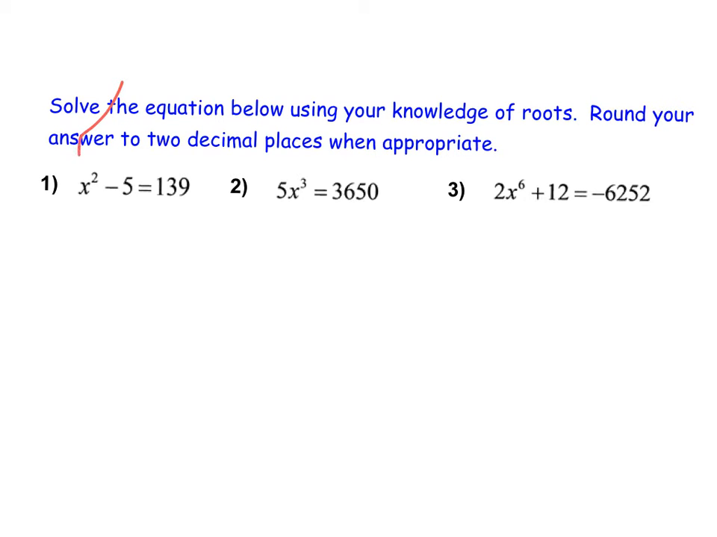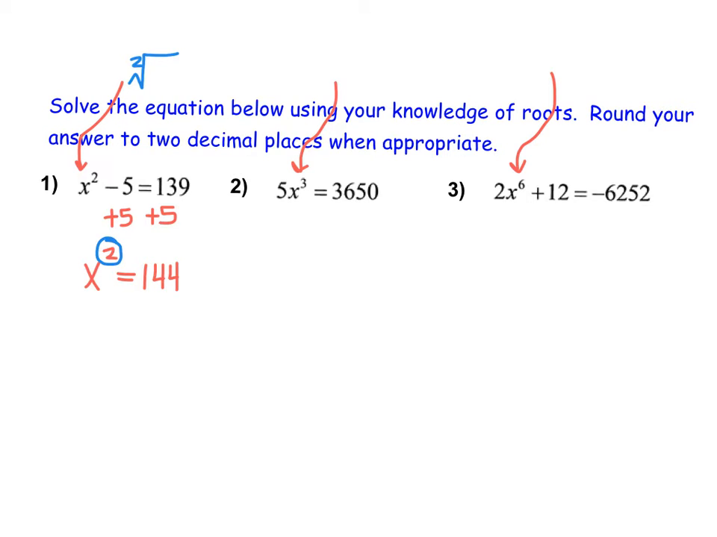Here you can see we have an x squared, we have an x cubed, and we have an x to the sixth. We always need to start by getting that piece that has an exponent by itself. So in this first problem, I'm going to start by simply adding 5 to each side. Now as I do that, I end up with x squared is equal to 144. Now the way to undo an exponent here is to utilize a root. So if you see an exponent of 2, a root of 2 will undo it.